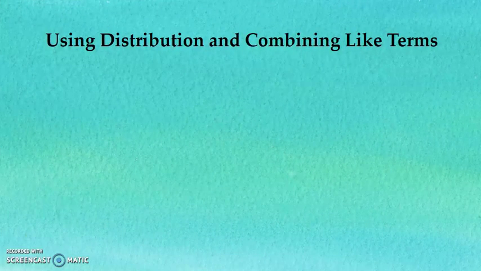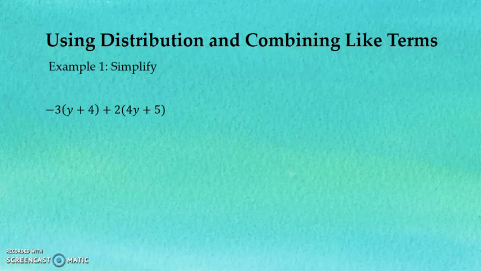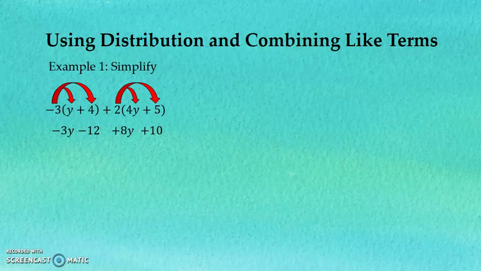Using distribution and combining like terms. Like terms are terms that are the same. Example 1. Simplify the following. Let's do distributive property first. Minus 3 times y is minus 3y. Minus 3 times 4 is minus 12. 2 times 4y is 8y, and 2 times 5 is plus 10.